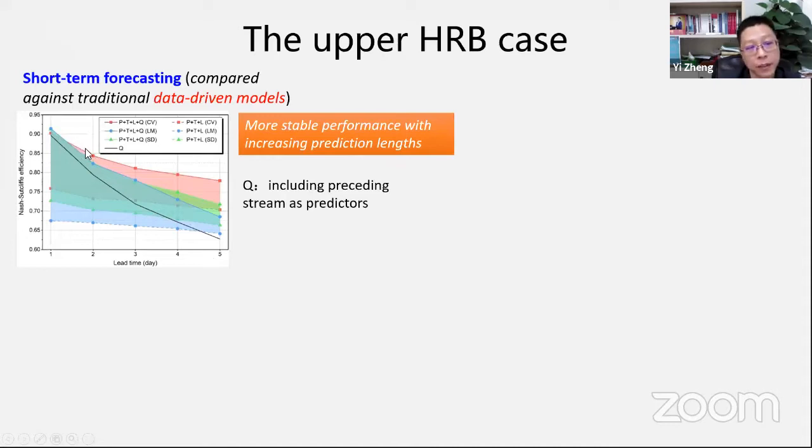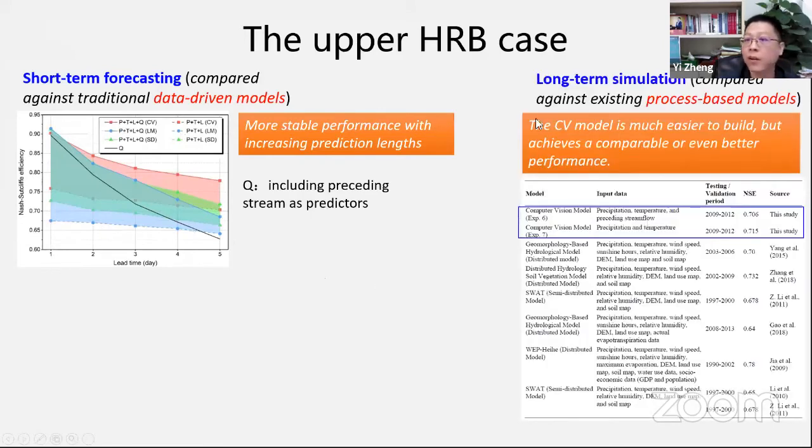So our new model, the red lines, the solid line means with the preceding flow as a predictor, and the dashed line means without the preceding flow as a predictor. So in this case, we can see that our model provides more robust prediction results and is better than the two traditional models. We also compare our model against existing process-based models for the same watershed.